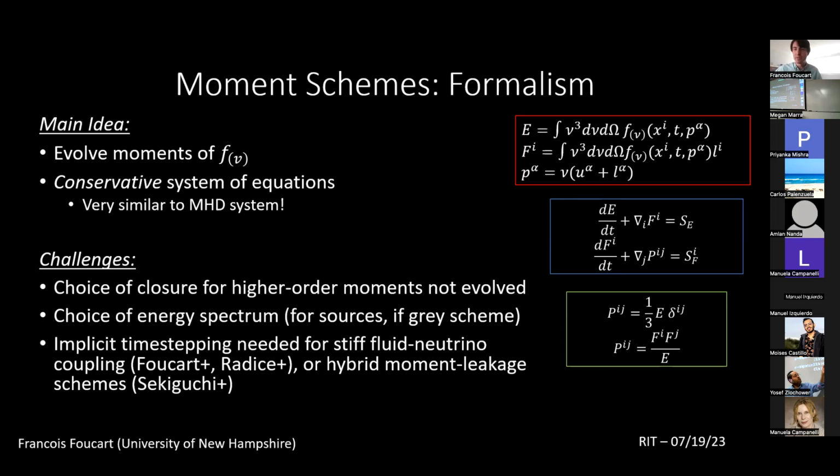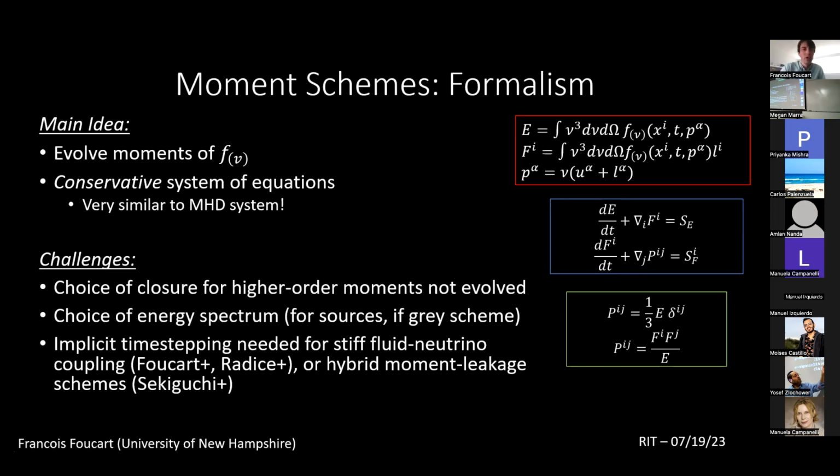And then in between, you have some sort of interpolation again between those two regimes, in regions where your neutrinos are neither fully trapped nor fully free streaming. So you need these two closures in the moment scheme. You need the pressure closure and you need the energy closure, at least if you are using a gray scheme. And then on top of that, you need to be very careful again about your time stepping, because these source terms here are very stiff. And so you need to treat them implicitly if you want to keep your evolution stable.